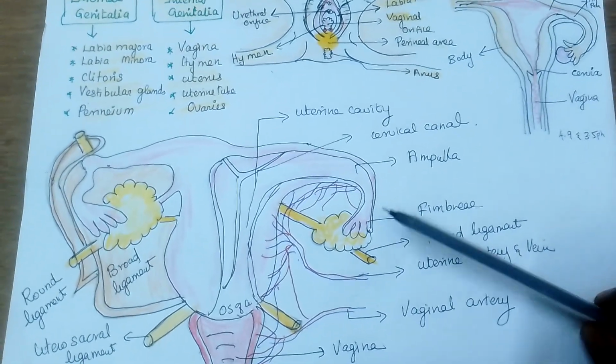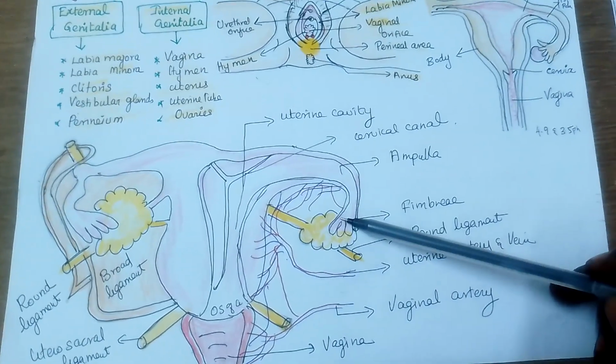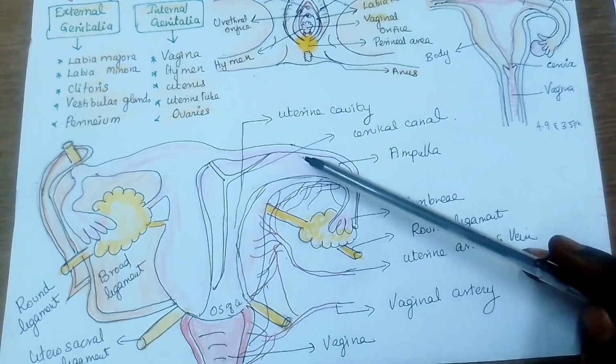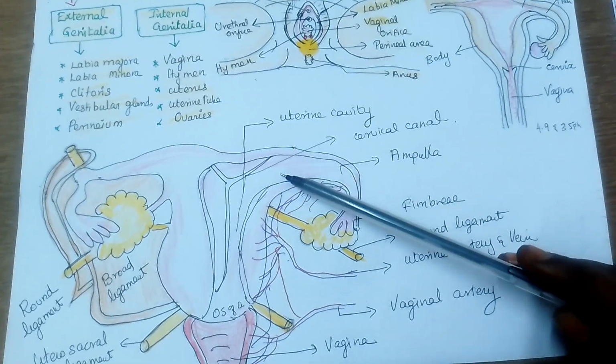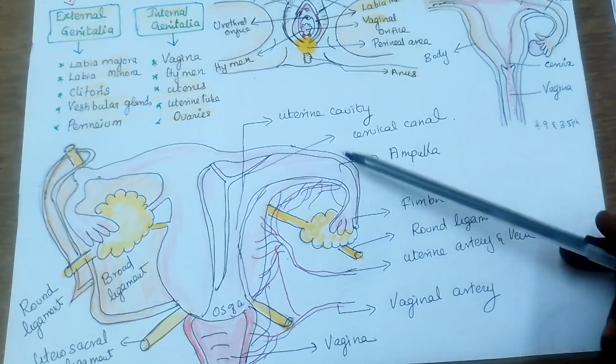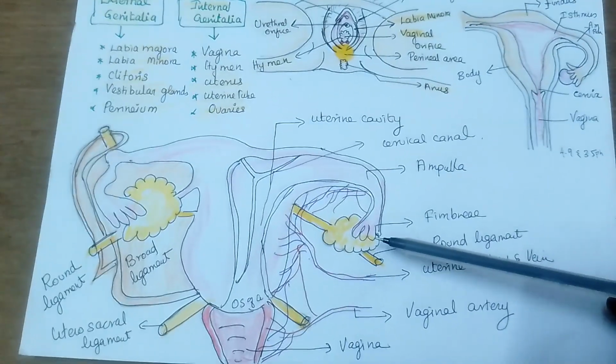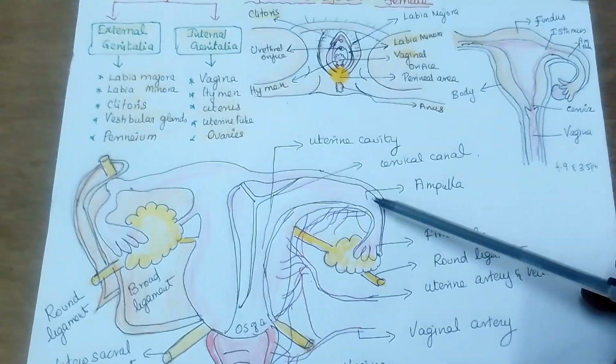Okay, so this is about the fallopian tube. How many fallopian tubes are there? Where is the position of the fallopian tube? What is the length of the fallopian tube? What are the parts of the fallopian tube: isthmus, ampulla, fimbriae, and then you write about the functions of the fallopian tube.